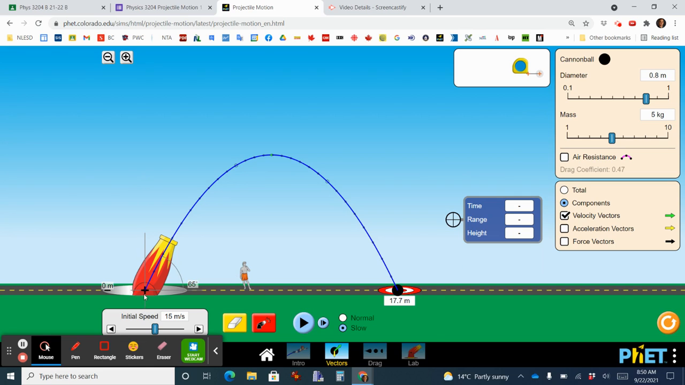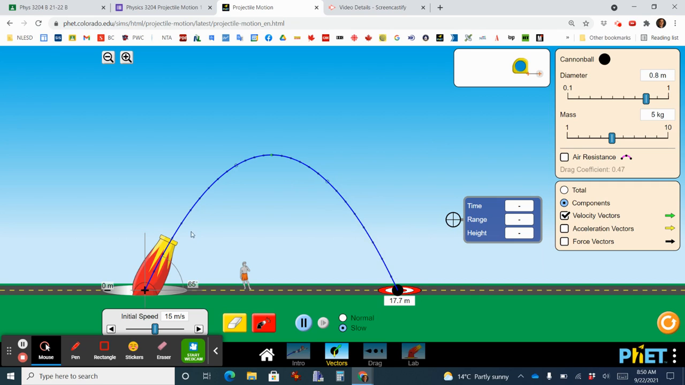The vertical component here is up. Here the vertical component is down, but they're exactly the same. And the horizontal component doesn't change throughout the flight. So just watch the two green arrows. The horizontal component never changes. The vertical component is in a continual state of flux. And there you go.